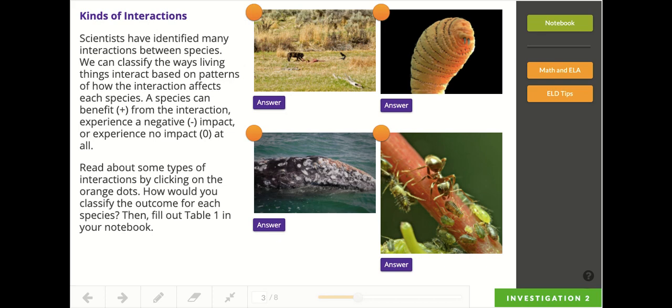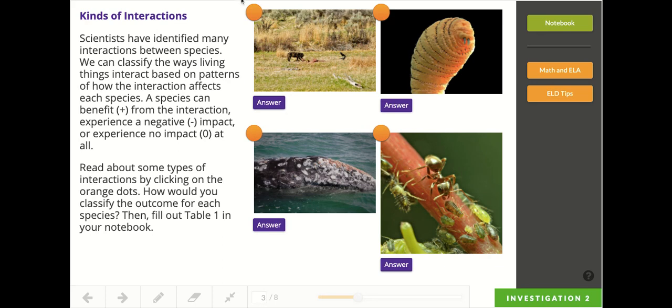Today you're going to look at different interactions between organisms. We'll look at some examples here first, and we'll use those symbols: plus to show an organism benefits, a minus to show it has a negative impact, and the 0 to show that there's no impact on the organism whatsoever.